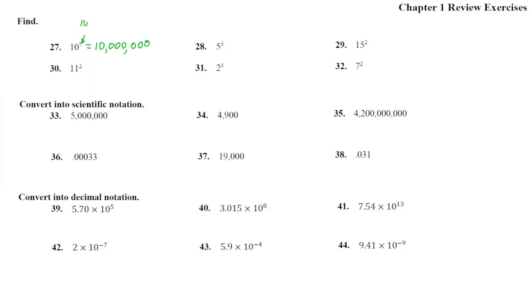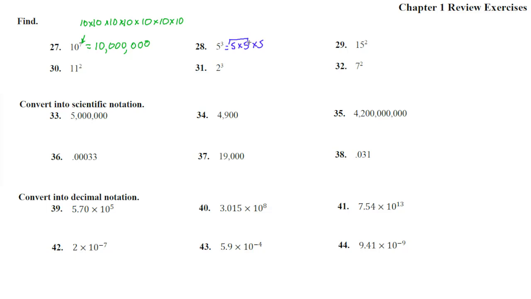So this is 10 times 10, that would be 100, times 10 is 1,000, times 10. So if we multiply by 10 seven times, we will end up with 7 zeros. Good, number 28. 5 to the third, that is 5 times 5 times 5.